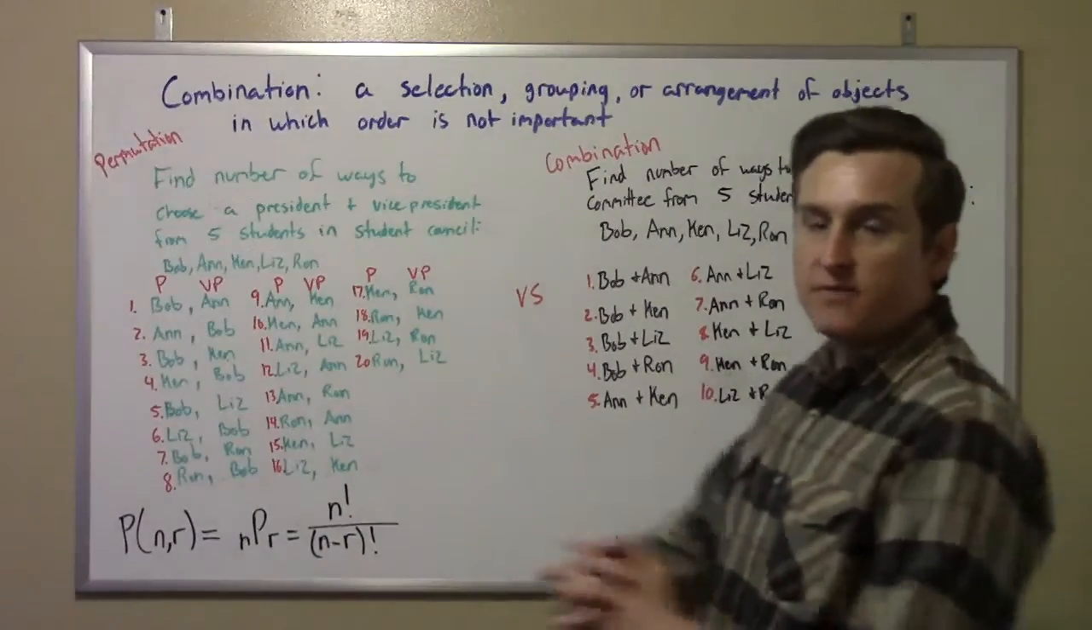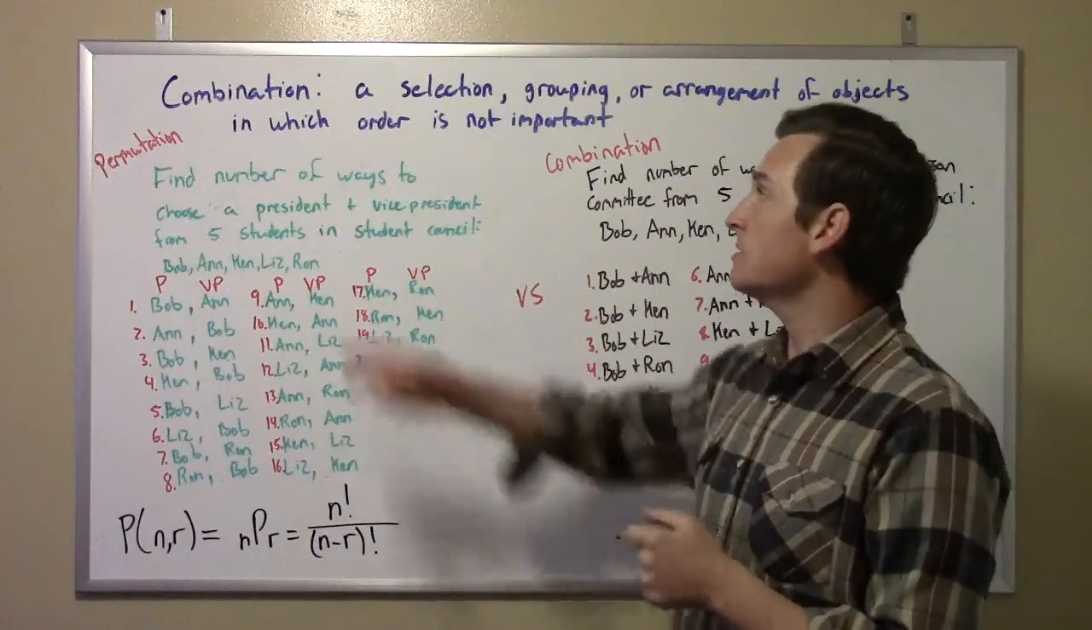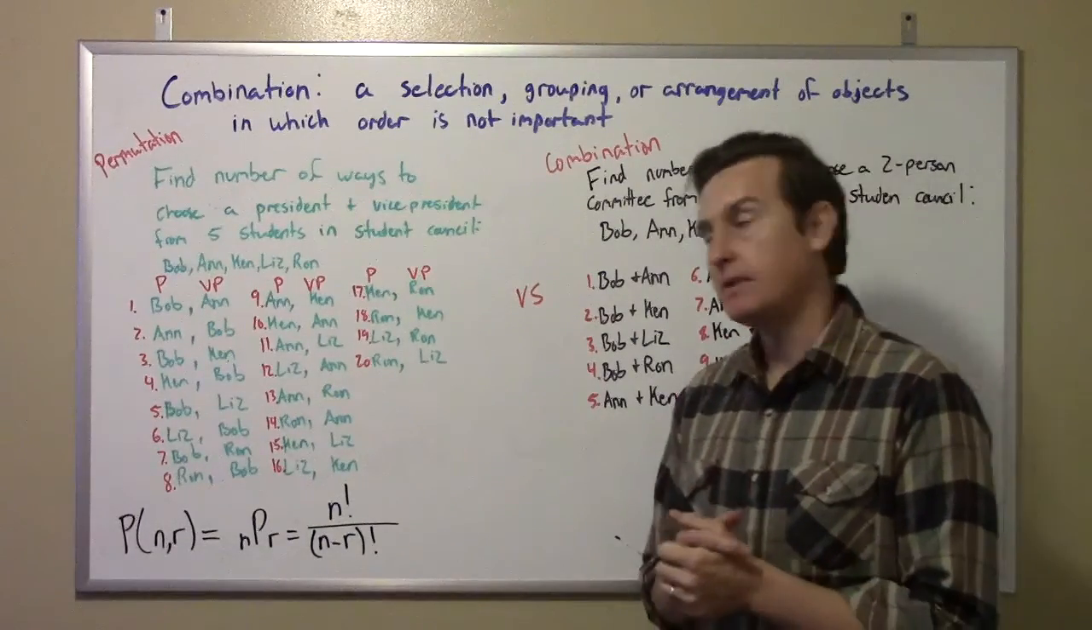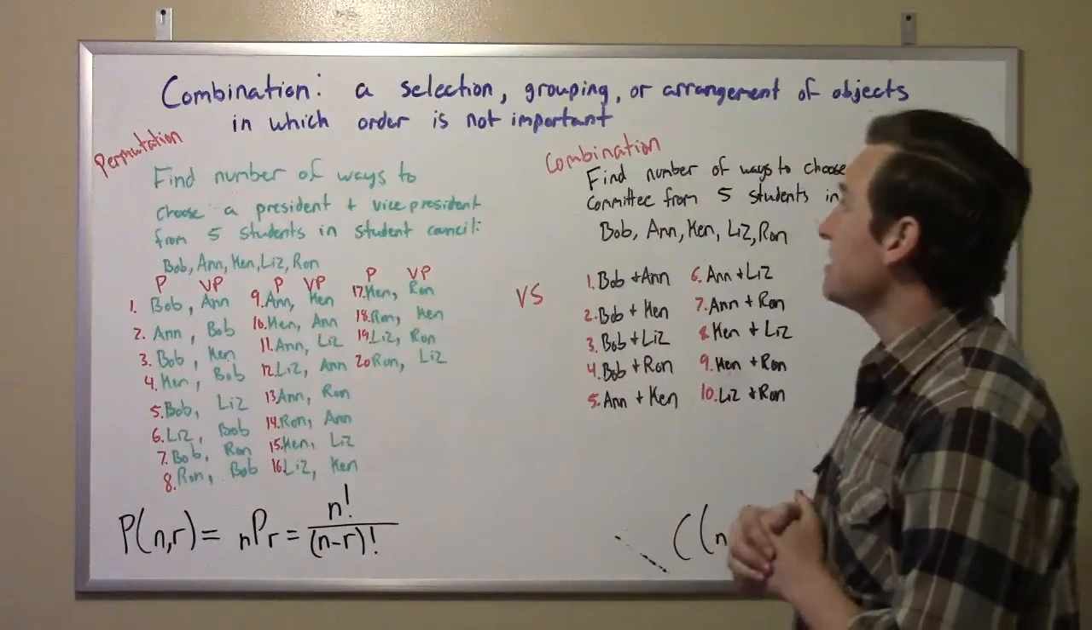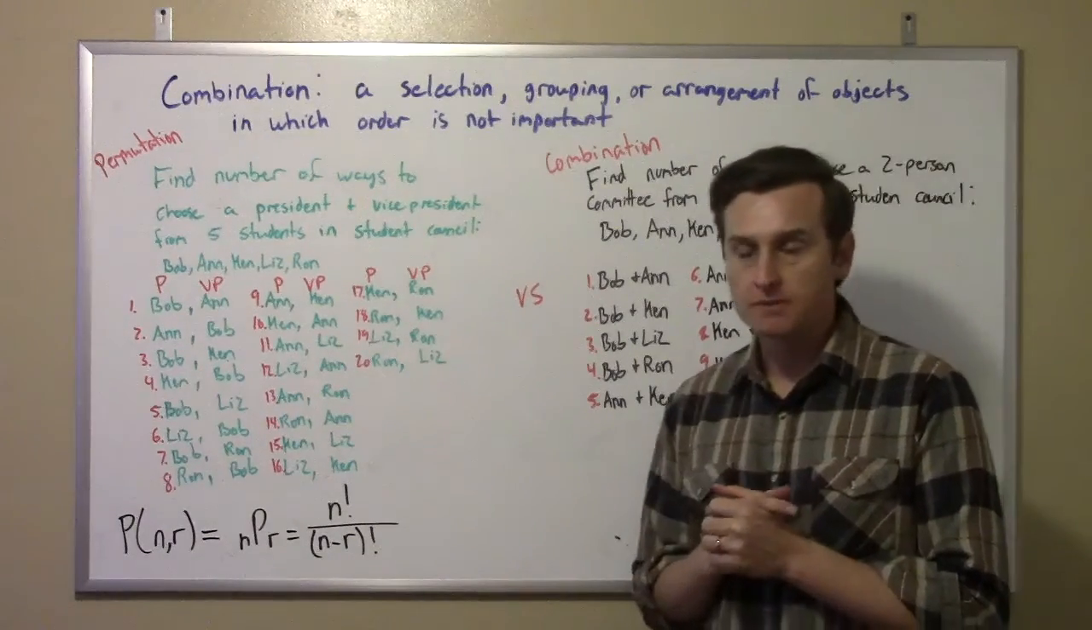Hey guys, this is a video to go with section 10.3 in your textbook, and today in 10.3 we're talking about combinations. So let's read that definition and compare it to something that we already know. A combination is a selection or a grouping or an arrangement of objects in which the order is not important.